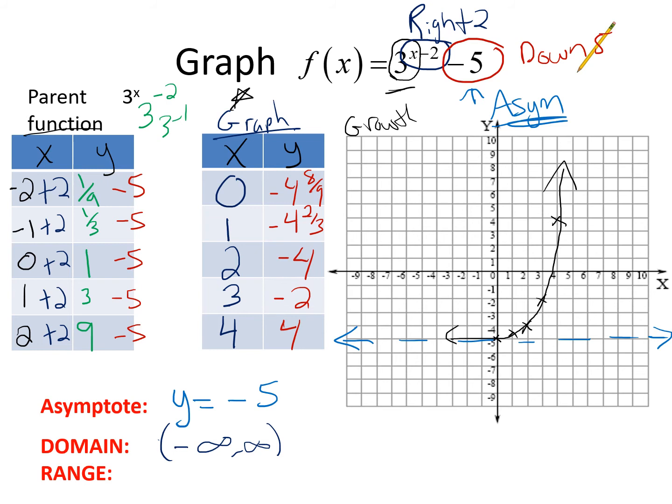Now, my y, on the other hand, if we look here, remember, I can't cross my asymptote. So my asymptote is going to be really important when I'm talking about range. I can get really close to negative 5, but I can't touch it. So I'm going to have a parenthesis there. And then I'm going to go all the way to infinity.